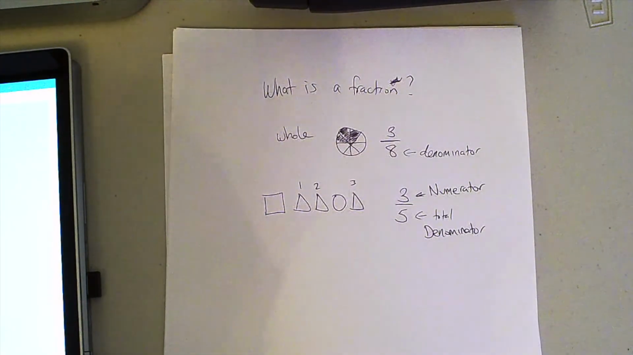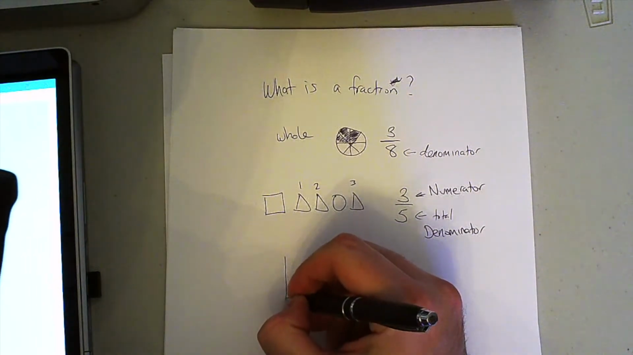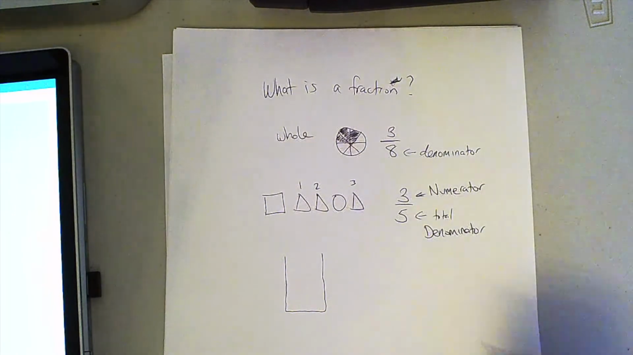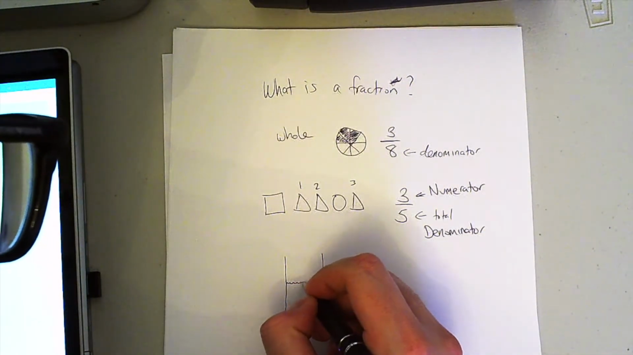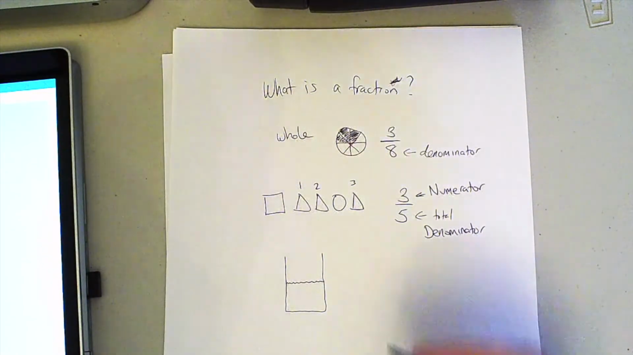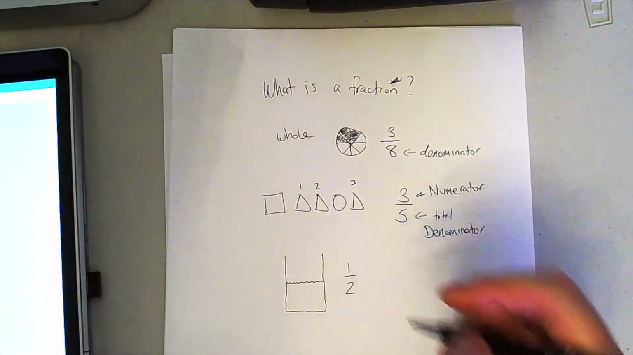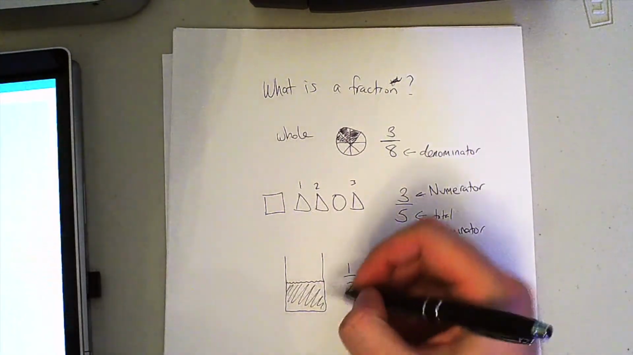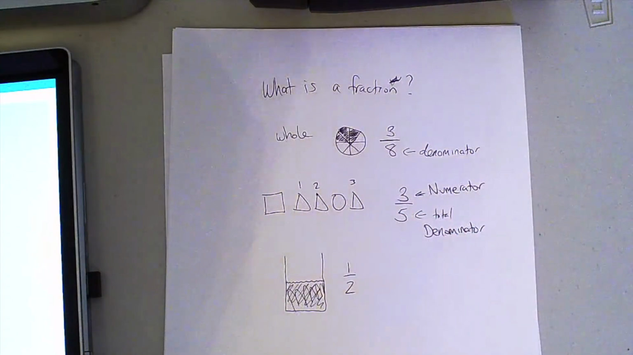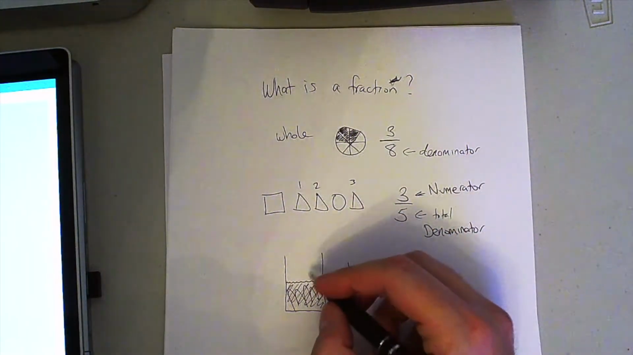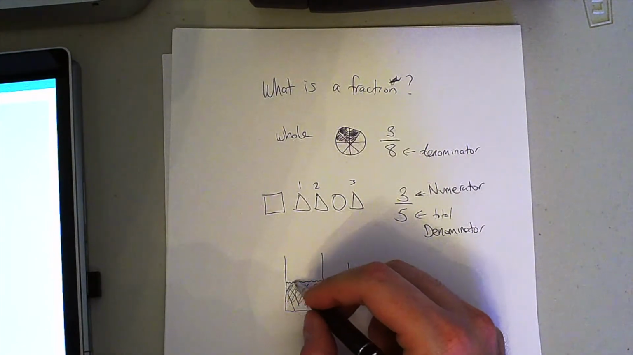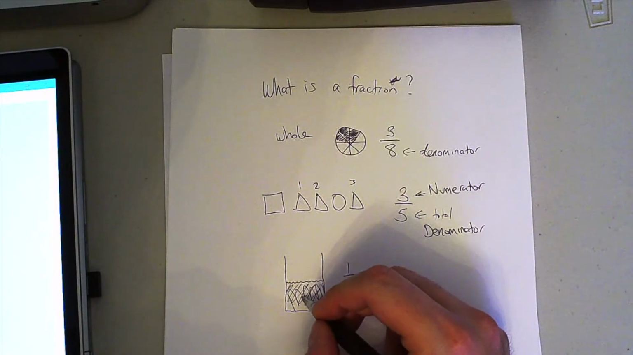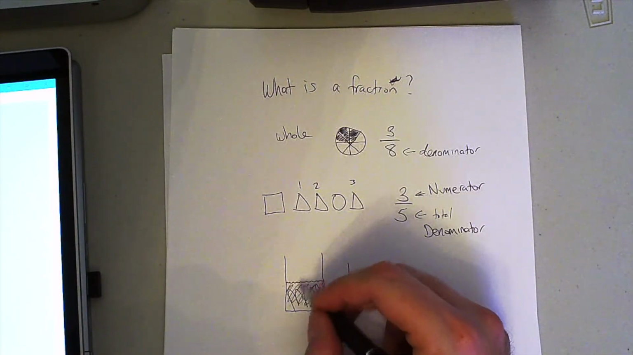You can also look at a glass. Okay, pretend this glass is filled with water. Let's about fill it halfway. So this glass is half full. We're going to be optimistic. Given our circumstances these days, we're going to be optimistic and say the glass is half full. So that means that we've pretty much separated this glass into 2 equal parts, and half of it is still remaining.